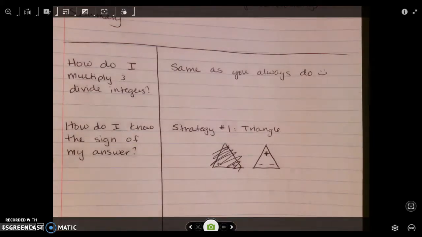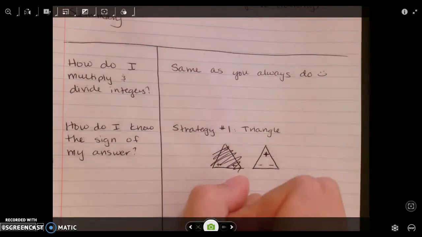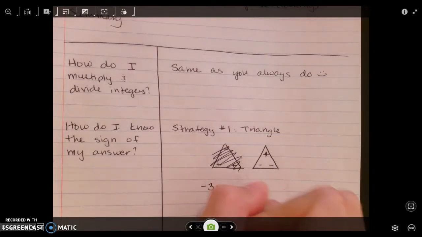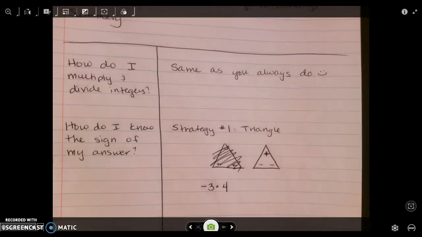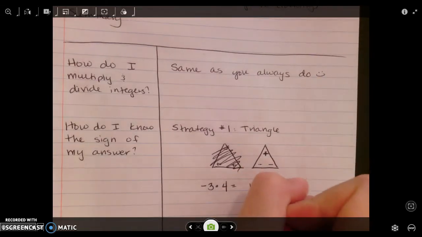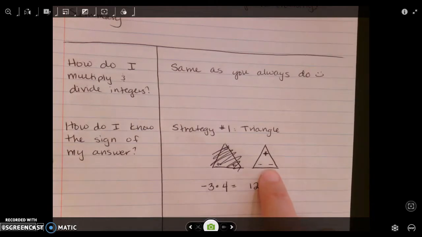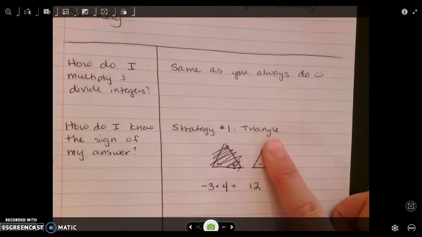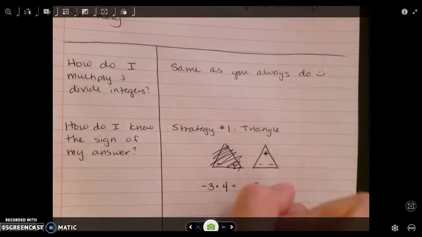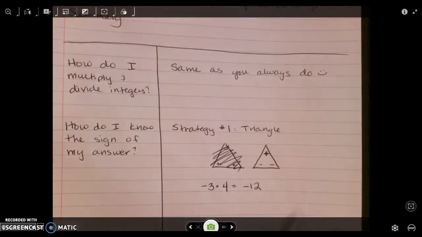Okay, so the way that this works is, say that I have negative 3 times 4. Well, I know it's going to be 12, right? Because 3 times 4 is 12. I look at the sign of my first number, which is negative, so I cover a negative. The sign of my second number is positive, so I cover the positive. So whatever is not covered is the sign of my answer. So it's negative 12 instead of positive 12. A lot of students like this.